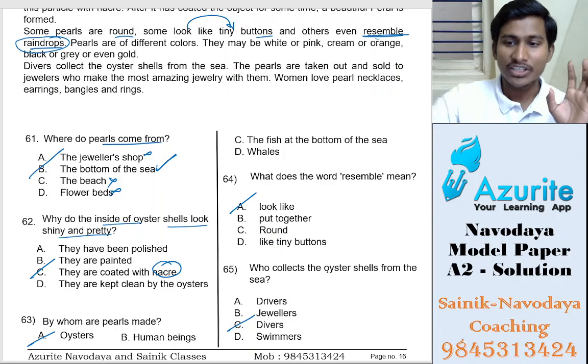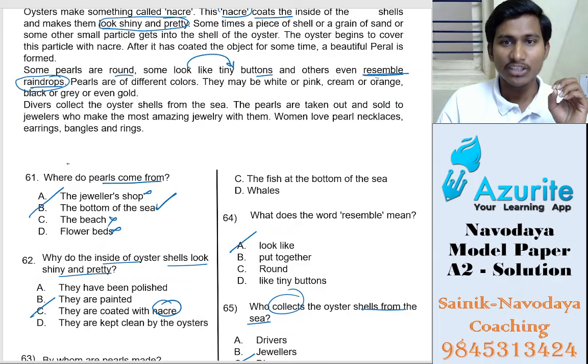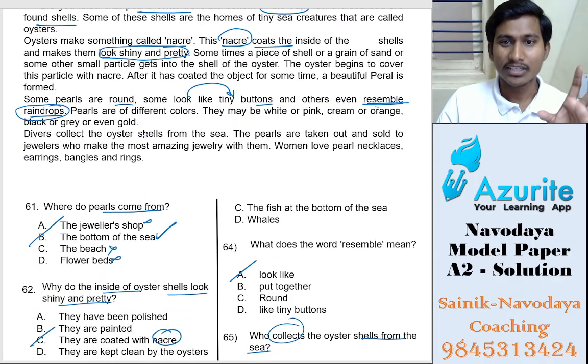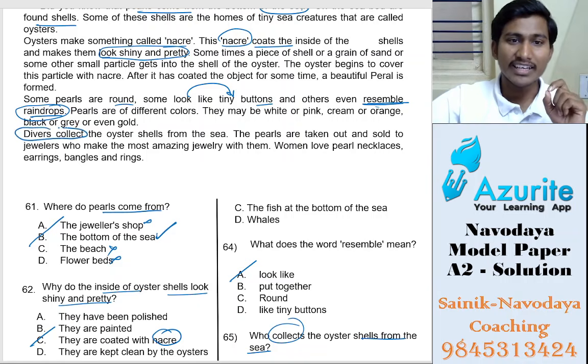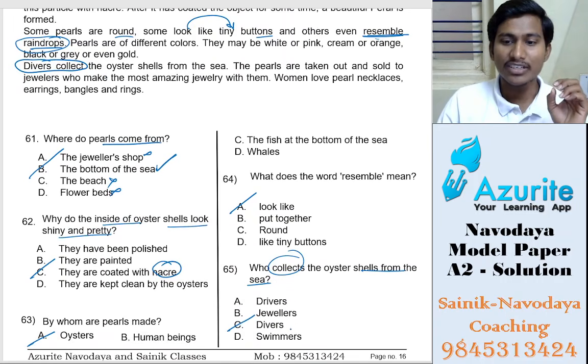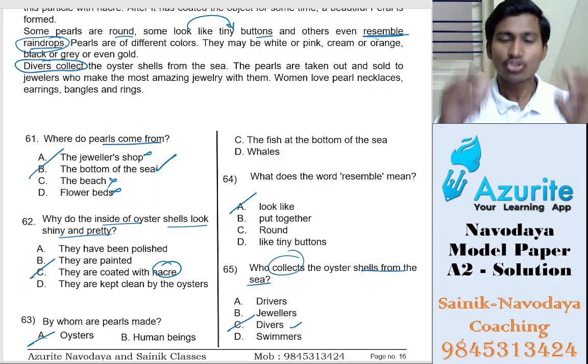Who collects the oyster shells from the sea? So who collects the oyster shell? Let us see the options now and read the passage. Divers collect. So who collects? Divers collect, that's it. Option C, divers collect. Very easy, right? That is how you should do it.